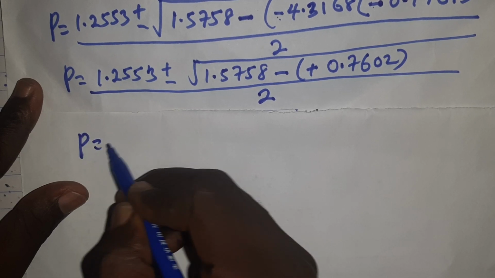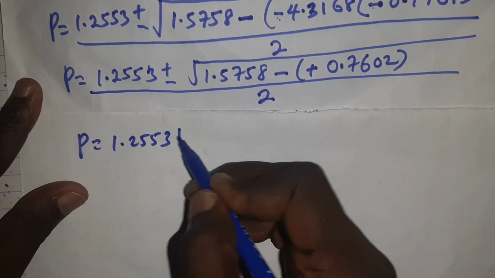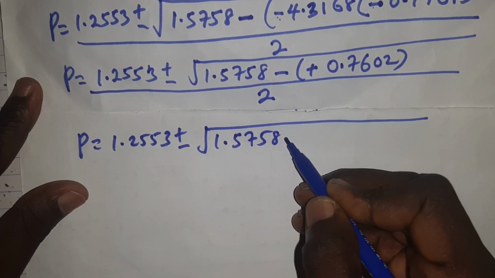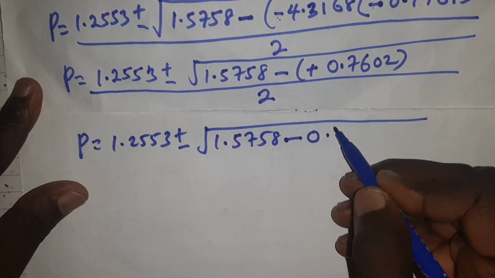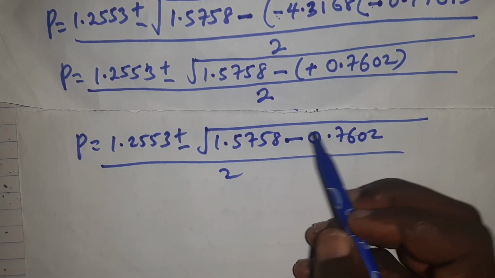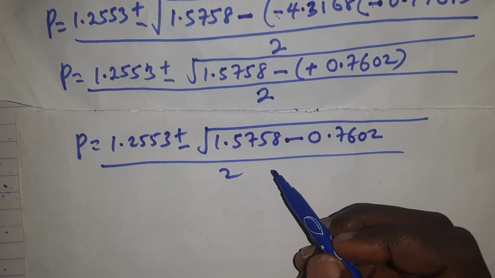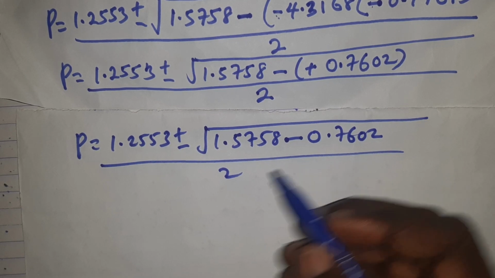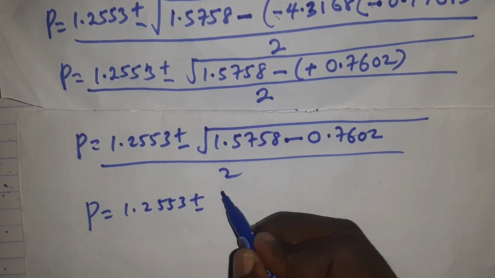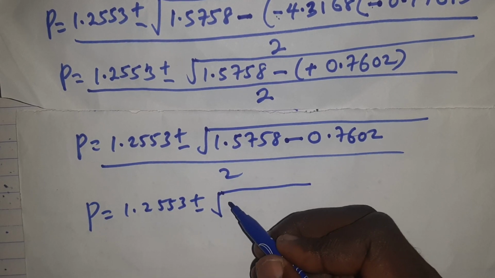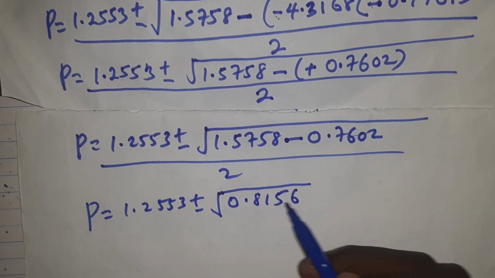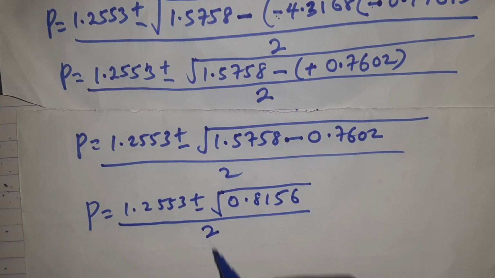So we now have p equals 1.2553 plus or minus root 1.5758. Minus times plus is minus, so you now have 0.7602, everything over 2. If you subtract this from this, you get 0.8157. So you now have p equals 1.2553 plus or minus. If you subtract, you now get root 0.8157, okay, you get 0.8156 rather, over 2.